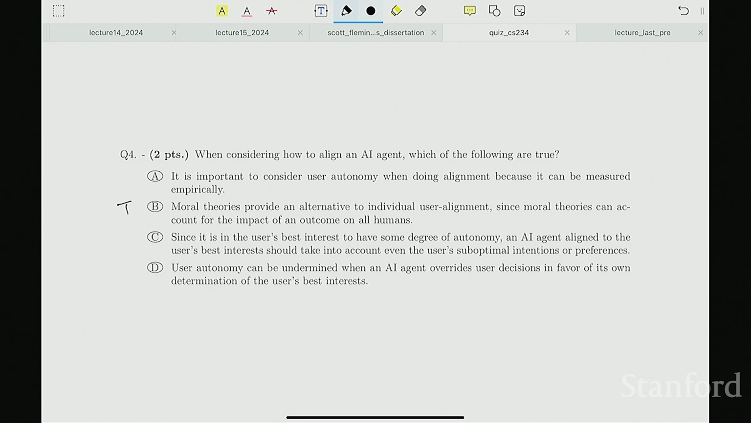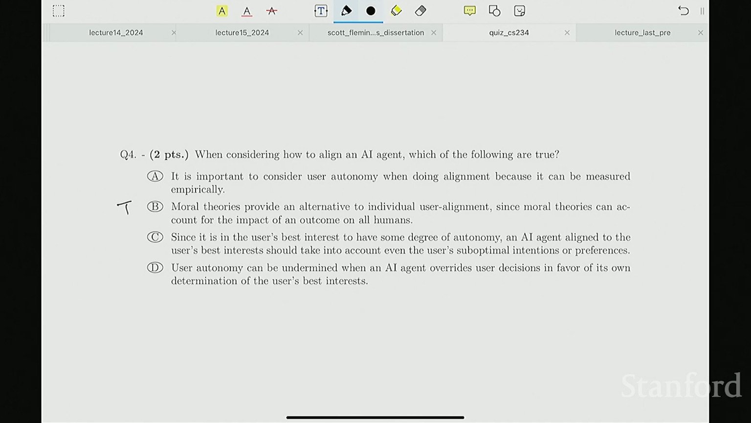One of the things Dan talked about a lot in his lecture was the fact that when we think about preferences and alignment, we often focus on people's individual preferences, like someone says they like option 1 instead of option 2. But that focuses on the utility to a single individual as opposed to the implications for the broader society. And so the second one is true because, as Dan brought up, moral theories give us a way to think about more broad benefits to society and to collections of individuals instead of to individuals.